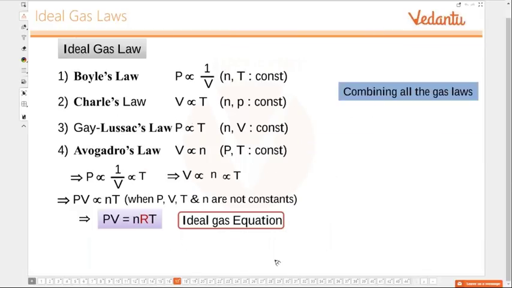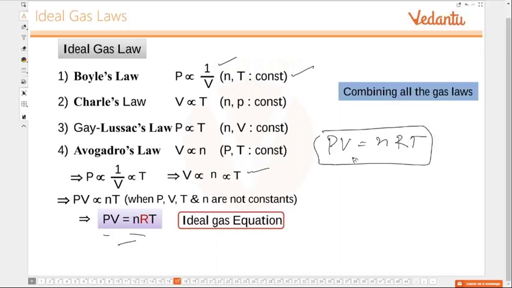So this is a summary of all the laws we studied here. It gives an idea of which are the two constants. Now what if you combine all the gas laws? You will get an equation like this: PV is equal to nRT, which is the combined gas equation. This is known as the ideal gas equation, because all those gases which obey this law are called ideal gases.